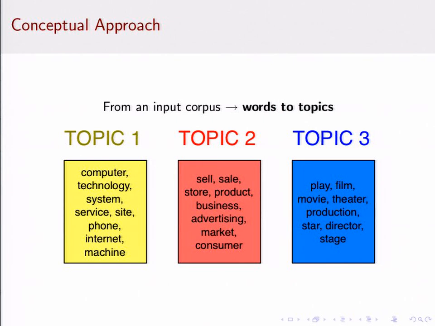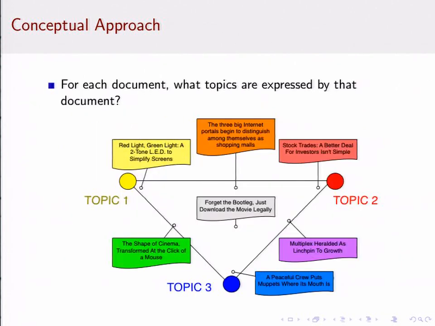So this is one part of your output, but that's not all you get from a topic model. You also get an association between these topics and the documents in your corpus. And we can represent it by something that looks like a triangle. In the corner here, you have topic number 1, "Red light, green light, a 2-tone LED to simplify screens." This is a document entirely about the technology topic, which is why it's in that top left corner.